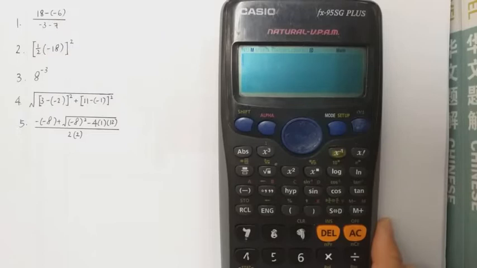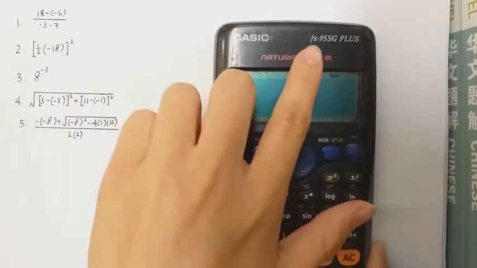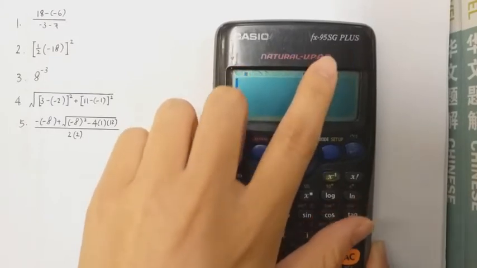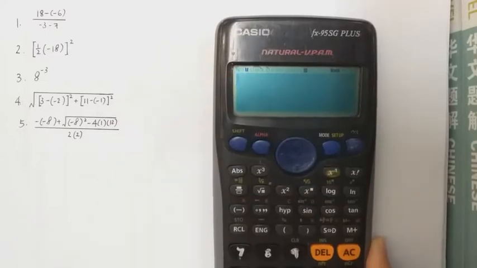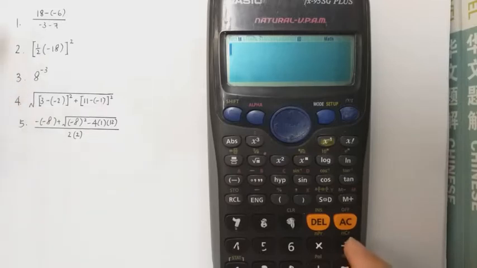Firstly, you should have a calculator with you, Casio brand, and the model is FX-95SG+. Most of you, if not all of you, should have this model of calculator. Okay, so let's go through the examples, starting with the first example here.